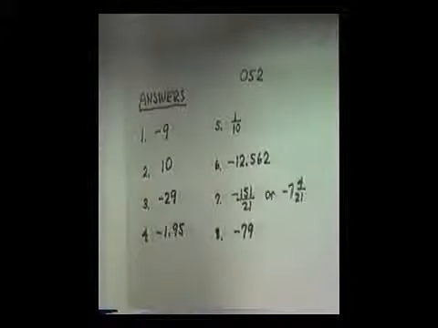Your answers should be negative 9, 10, negative 29, negative 1 95/100, 1/10, negative 12 562 thousandths, negative 151 over 21, or, if you prefer the mixed number form, negative 7 4/21, and finally, negative 79.